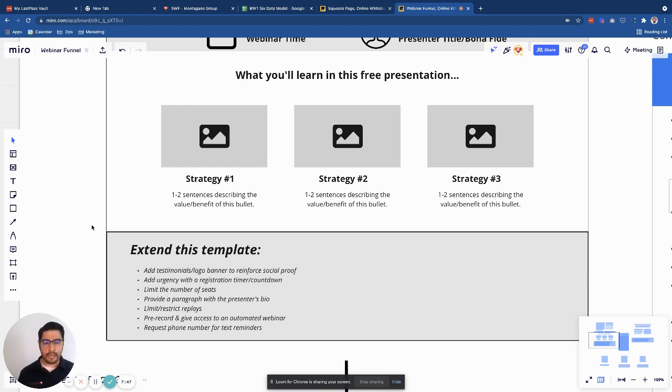These 3 strategies should both be educational, but also tend to address these objections, so that at the end of the webinar, people understand that the vehicle works for them.